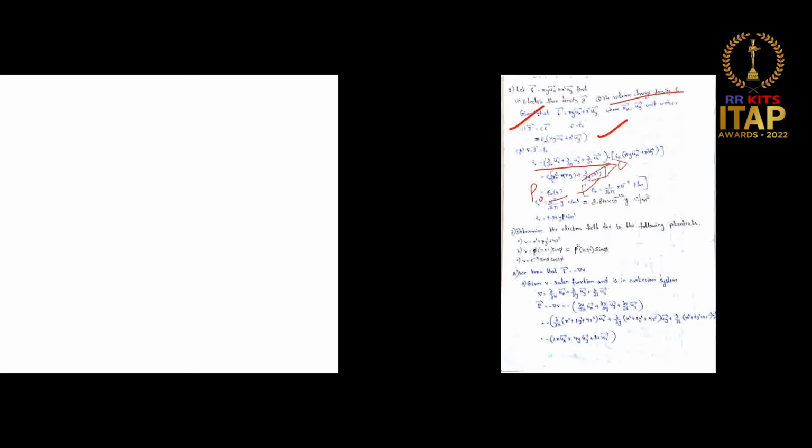So this 10 to the power of minus 12 can be written as pico, because pico means 10 to the power of minus 12. So we'll get back 8.84 y pico coulomb per meter cube. You'll get rho v is equal to 8.84 y pico coulomb per meter cube. That is the answer for the charge density rho v.